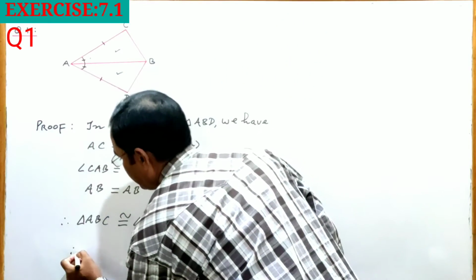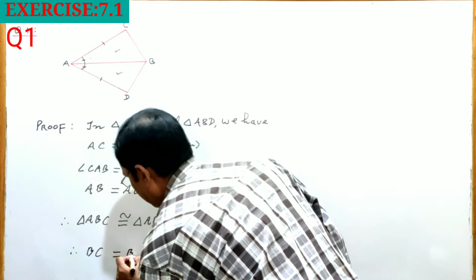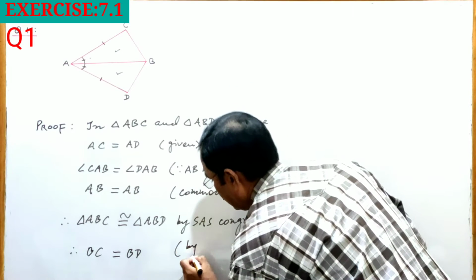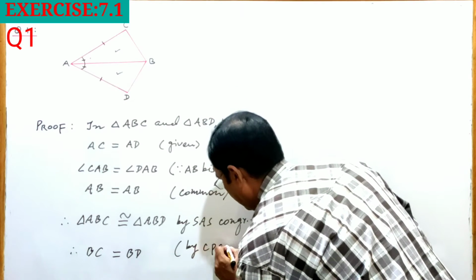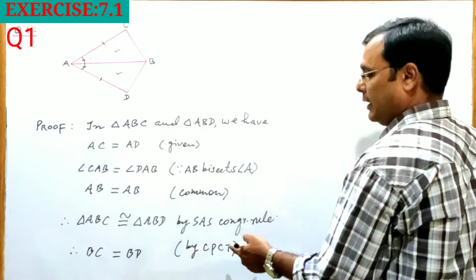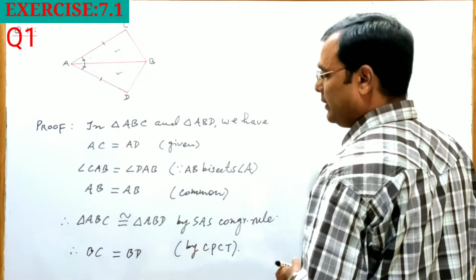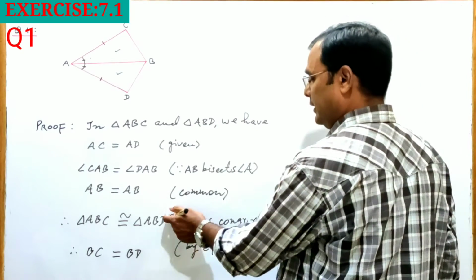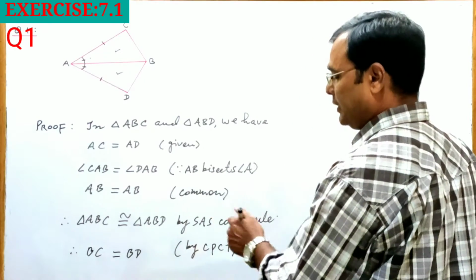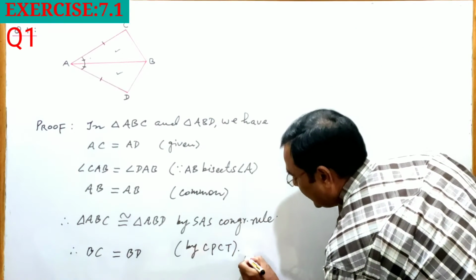So therefore BC is equal to BD because they are corresponding parts of congruent triangles. And this way we have got the proof of triangle ABC congruent to triangle ABD, and also we have got the relation between BC and BD, that is BC is equal to BD. So hence proved.